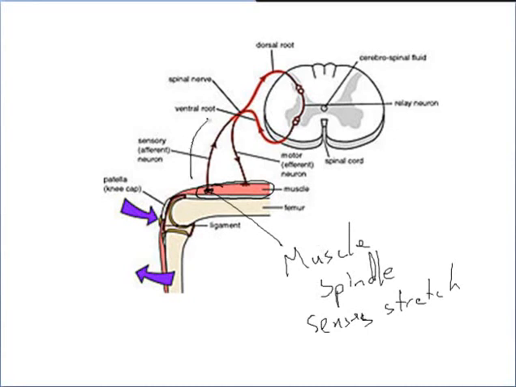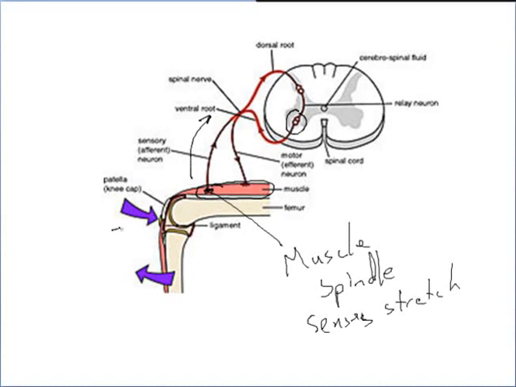It conveys the impulses toward the central nervous system via a sensory neuron, or afferent, sensory afferent neuron. And that neuron moves through the dorsal root and synapses with, and it can make one synapse with, a motor neuron, an efferent neuron, right here. This goes to the muscle. So how does this work?